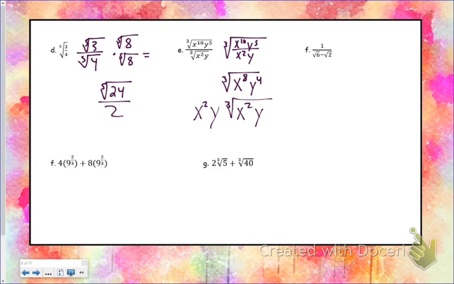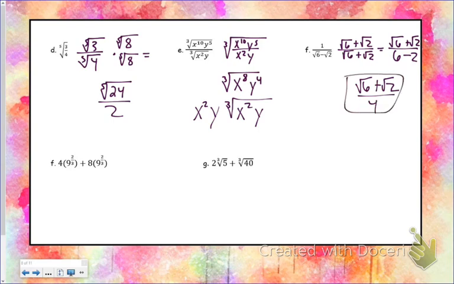On F, I got to multiply by the conjugate. So that is root 6 plus root 2. So that gives me root 6 plus root 2 over 6 minus 2, because again, the middle terms here will cancel. So it's just root 6 times root 6, which is 6, and root 2 times root 2, which is negative 2, because it was minus here. And that just simplifies to root 6 plus root 2 over 4.